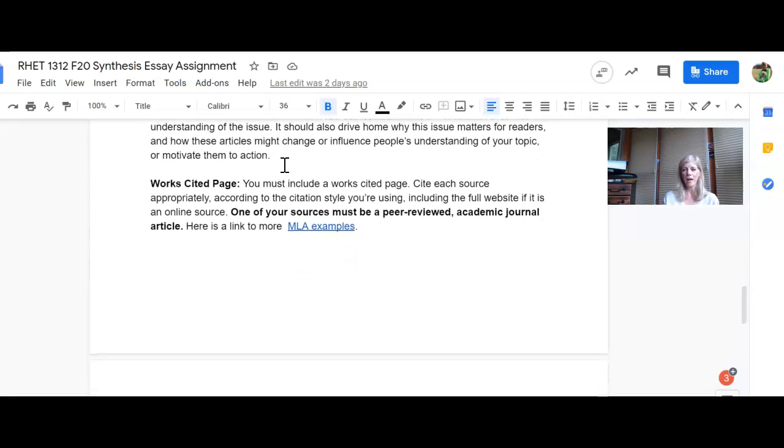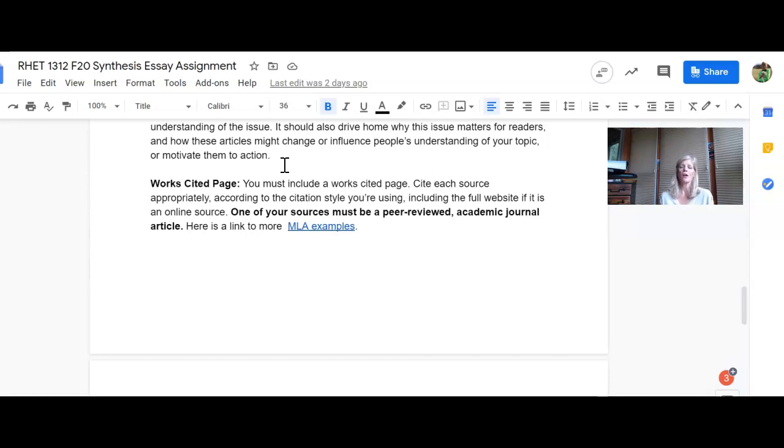The works cited page is a totally separate page. It should begin on a separate page. If the last page of your paper only has two sentences on it and it's finished, you go all the way, put a page break, and begin a brand new page with your source page. And that's very important, and that's part of MLA style.